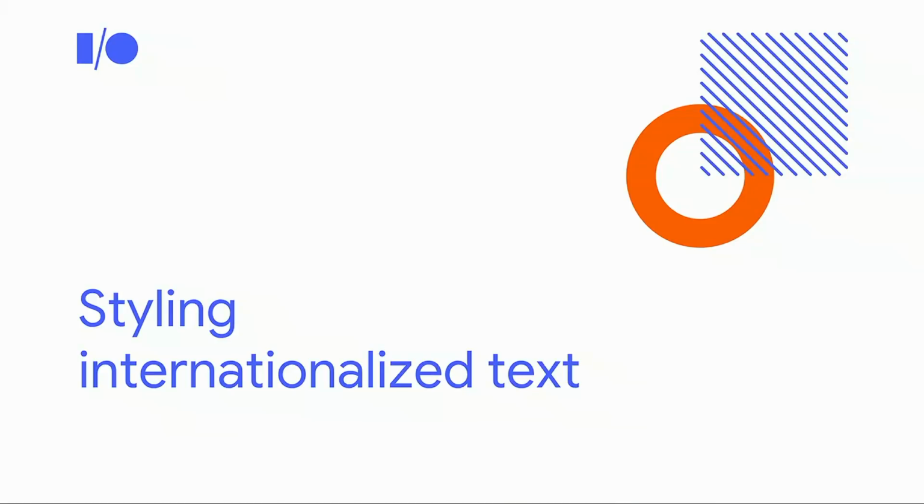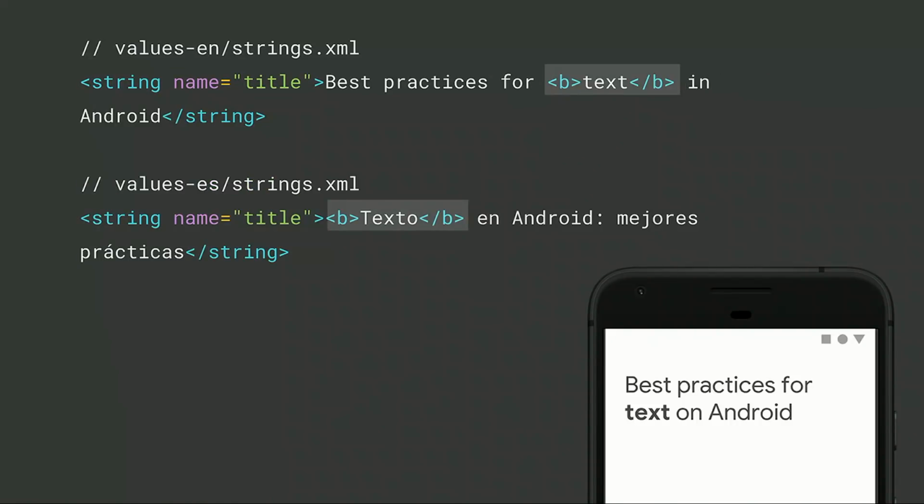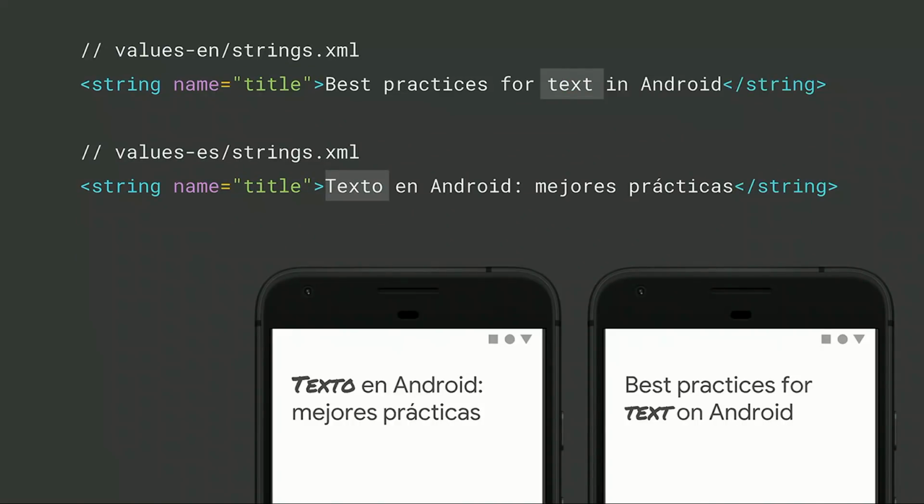A frequent task when working with styling text is styling internationalized text. So usually in your resources, you will define the same string in multiple languages. But then you need to highlight one specific word. So here, for example, we want the word text to be bold. But the thing is that the word and where it appears is different in every language. So one easy solution would be to just use HTML tags. But the problem with this is that HTML tags have limited functionality. So if, for example, we want to change the font, well, this is not something that HTML can provide.